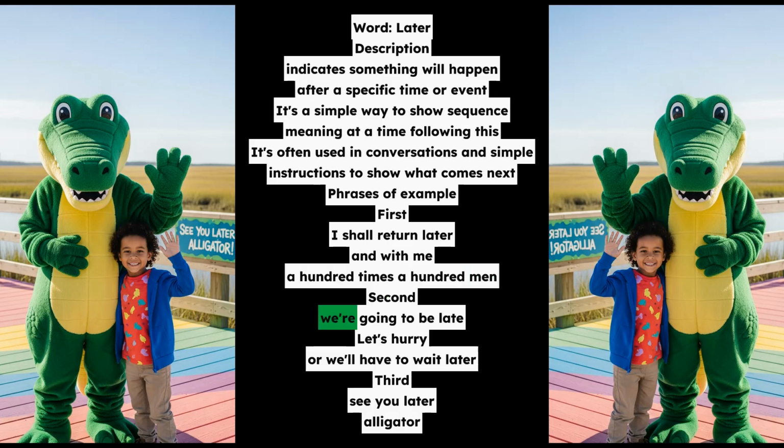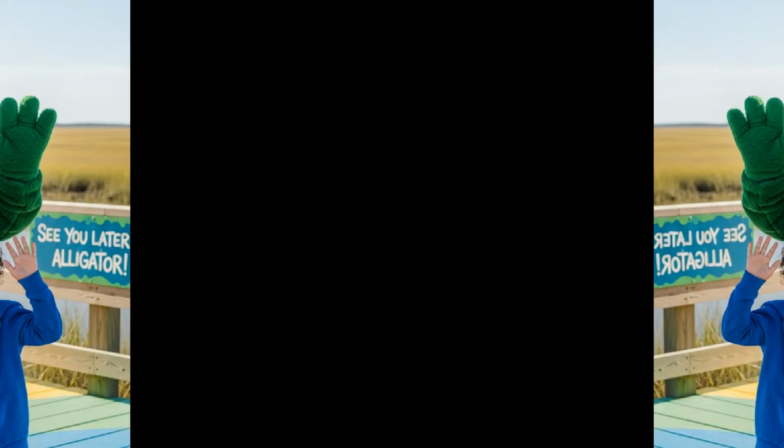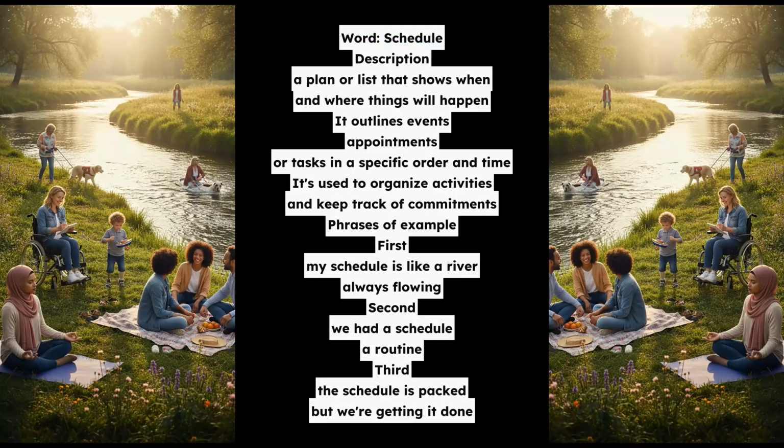Word, schedule. Description, a plan or list that shows when and where things will happen. It outlines events, appointments, or tasks in a specific order and time. It's used to organize activities and keep track of commitments.